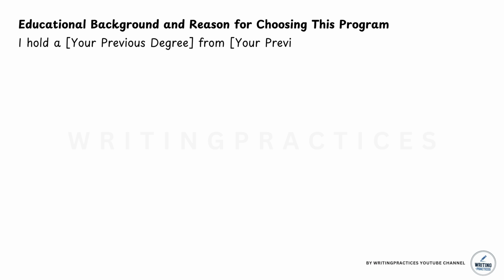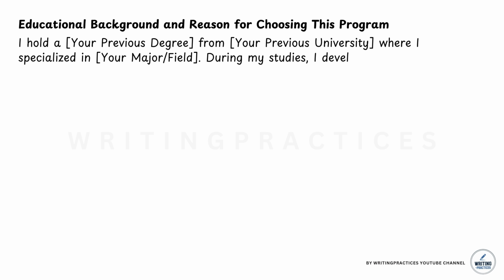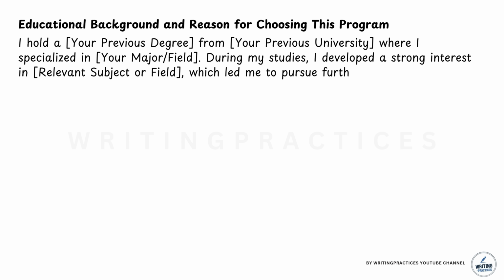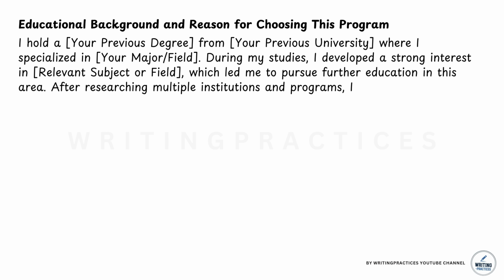Body paragraph 1. Educational background and program choice. This is one of the most important parts of your letter. Here's how the template puts it. I hold your previous degree from your previous university, where I specialized in your major or field.